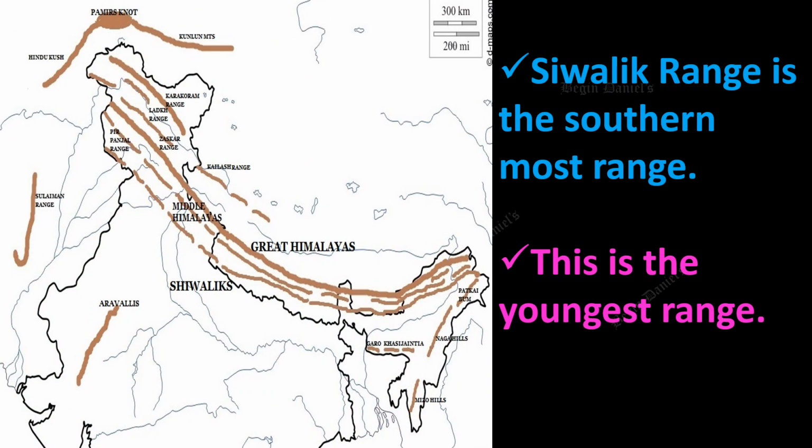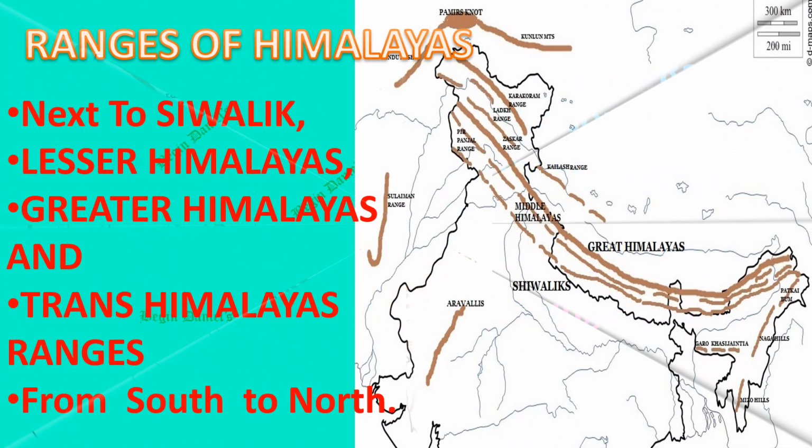You can observe the ranges of Himalayas in this map. The first, the lowest range or the southernmost range is the Shivalik range. It lies in the southernmost part of the mountainous range, and it is also called the youngest range of Himalaya. Next to the Shivalik, to the northern side lies the Lesser Himalayas, to its north lies the Greater Himalayas and Trans Himalayas to its north.